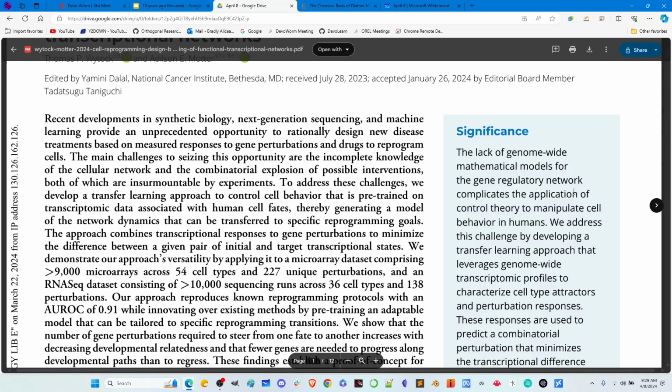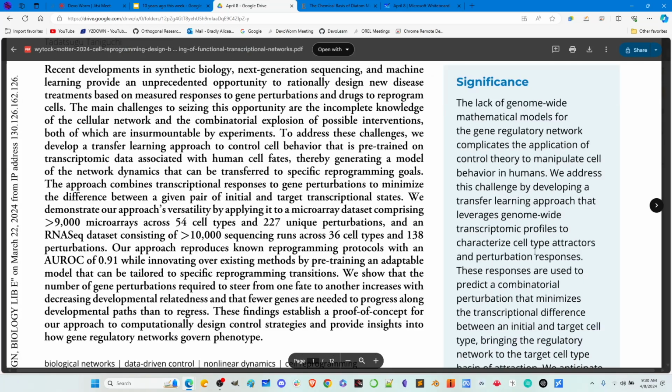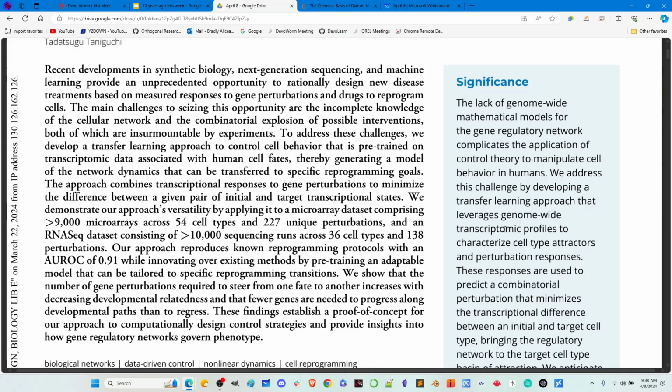So it's hard to know which thing has the most effect if you manipulate it in some way, or if you overexpress something in some way. How much of an effect does that have? So that's what they're trying to do, build a mathematical model of this. They're trying to do this by developing a transfer learning approach that leverages genome-wide transcriptomic profiles. So they're using data from transcription.